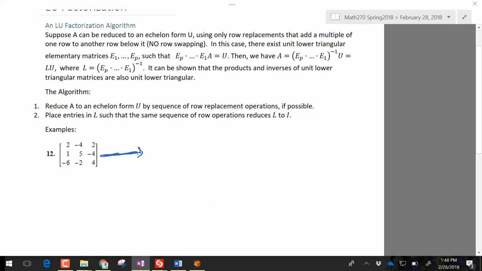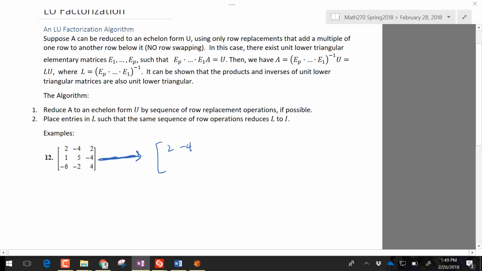The main thing to do is keep track of your row operations. So I'm going to keep the 2 there. Normally, if I was just row reducing, I would probably multiply the top row by 1/2, but I'm not going to do that. Remember that the only row operations we want are multiplying a row by something and adding it to another row. That's all we really need. Now I need to multiply the first row by negative 1/2 and add it to the second row.